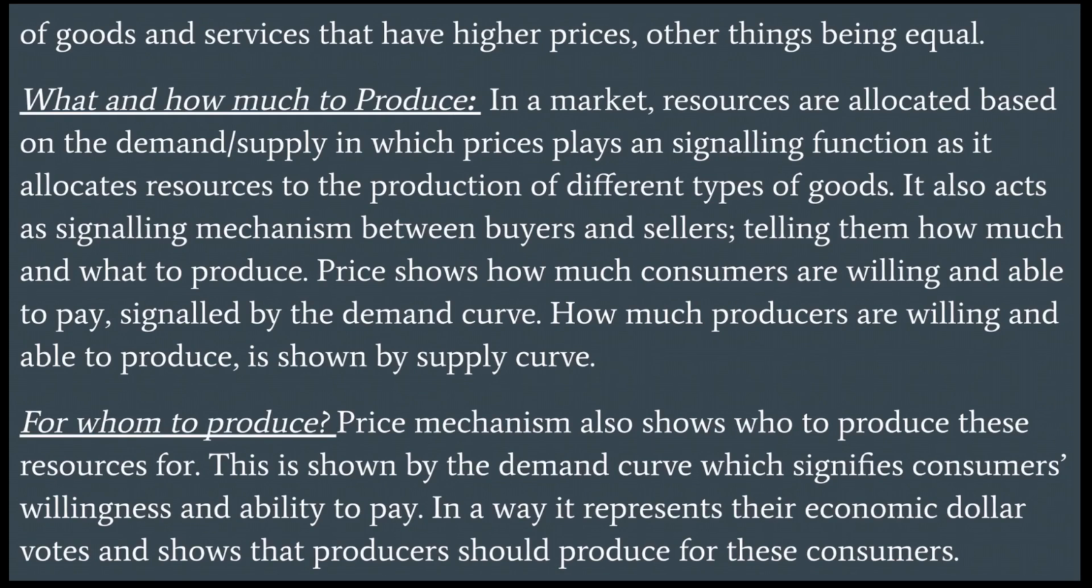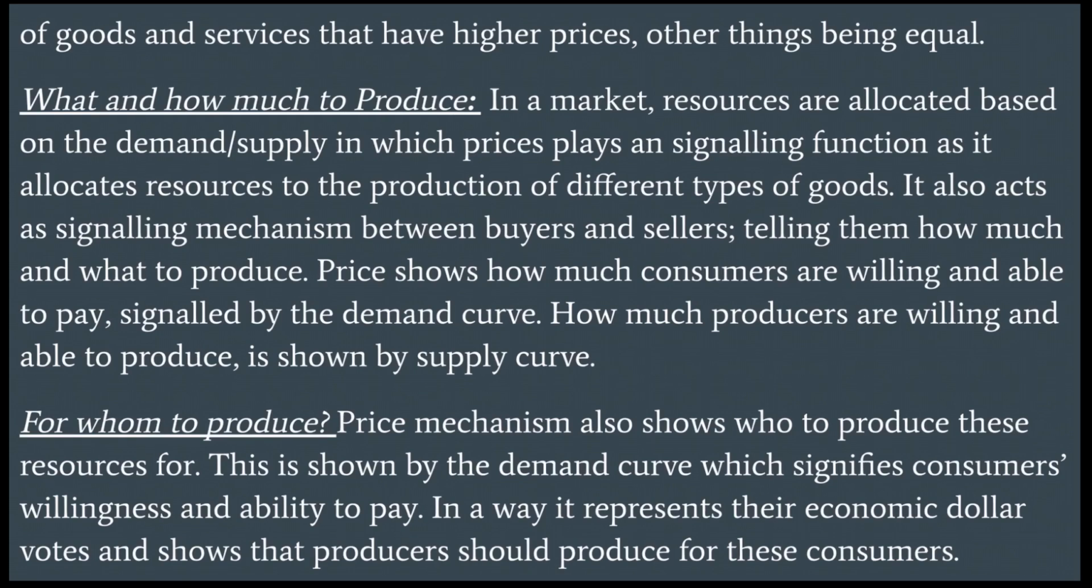What and how much to produce? In a market, resources are allocated based on demand and supply, in which prices play a signaling function as they allocate resources to the production of different types of goods. Price also acts as a signaling mechanism between buyers and sellers, telling them how much and what to produce. Price shows how much consumers are willing and able to pay, signaled by the demand curve. How much producers are willing and able to produce is shown by the supply curve.